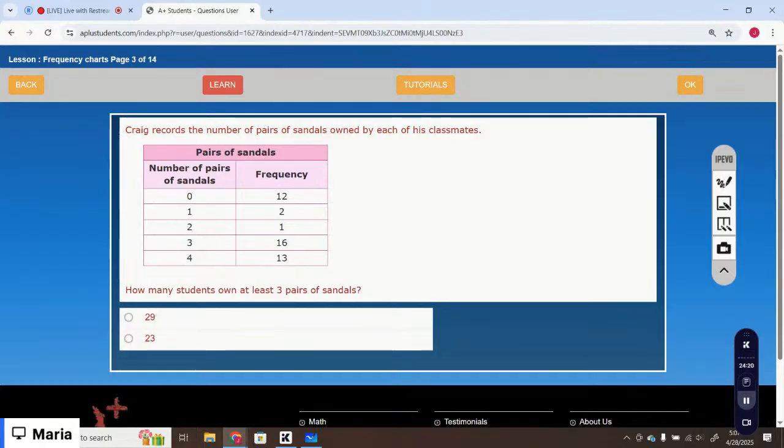Craig records the number of pairs of sandals owned by each of his classmates. How many students own at least 3 pairs of sandals? At least 3 means the minimum value would be 3, the maximum value would be any. So 13 plus 16 is 29. Just add 16 and 13, that makes 29. Option number 1 is the correct option.